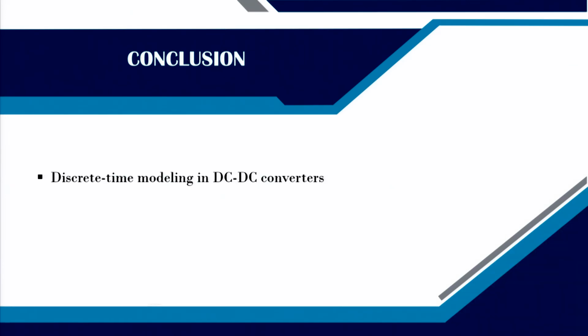So, in summary, we have discussed discrete time modeling in DC-DC converters. Then we have discussed the derivation of discrete time large signal models. Here we have shown only a buck converter, but as we move forward to stability analysis, we can also do it for a boost converter, because we already know the method.